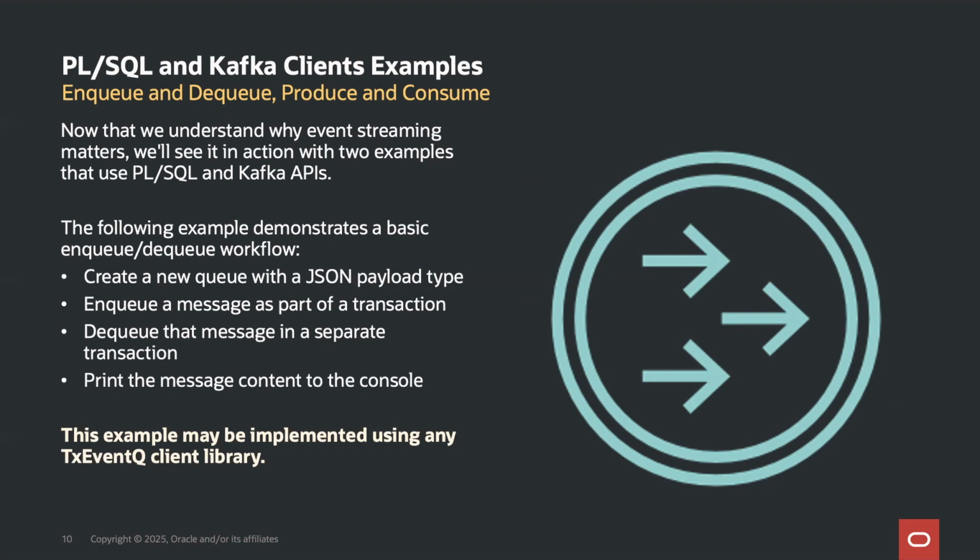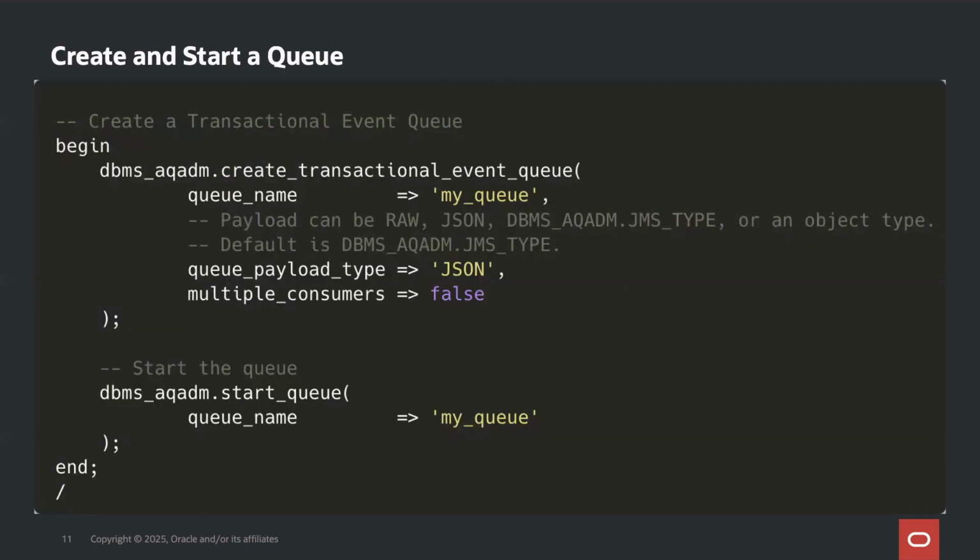We'll use PL/SQL here. In this code snippet, we create a transactional event queue, setting the payload type to JSON. The payload type can be raw for binary payloads, JMS, or also an object type. The default is JMS. We also set multiple consumers to false. This allows messages to be consumed only once by a consumer. Next, we start the queue passing in the queue name.